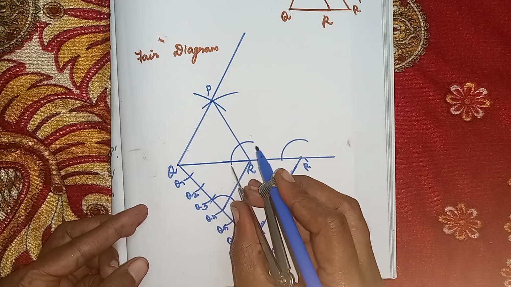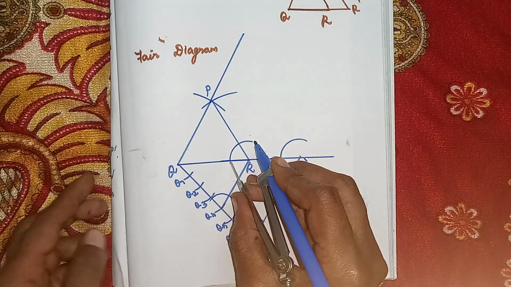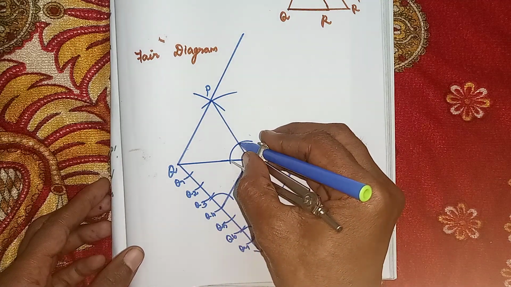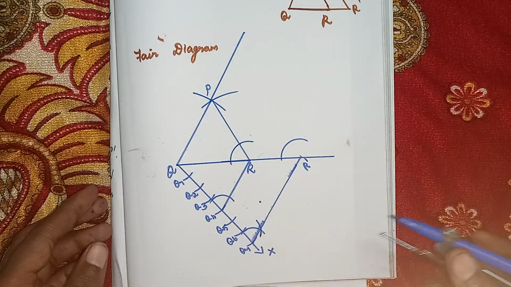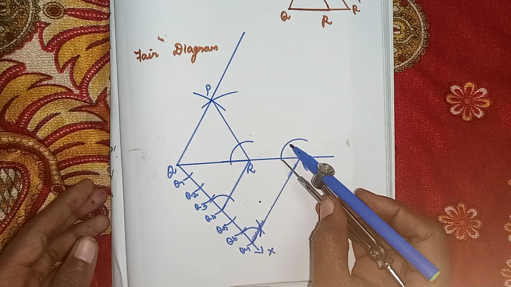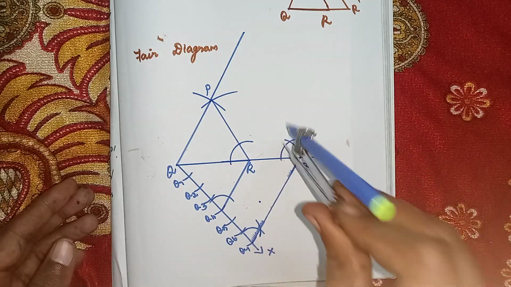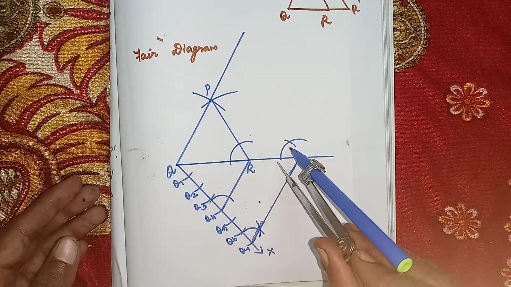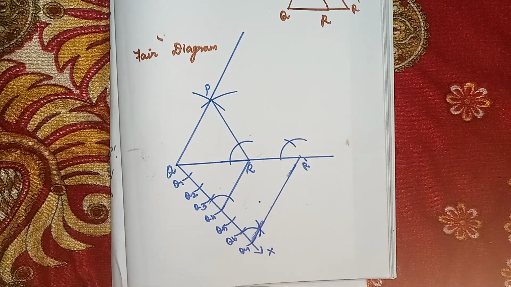Please measure this distance from this QR line: the point where the arc is meeting, and on the PR line where the arc is meeting. This much distance you have to measure with the compass. With this measurement, from here to here, draw an arc.